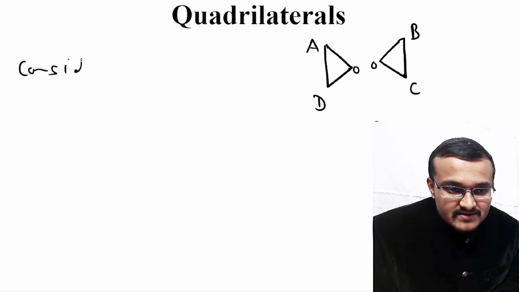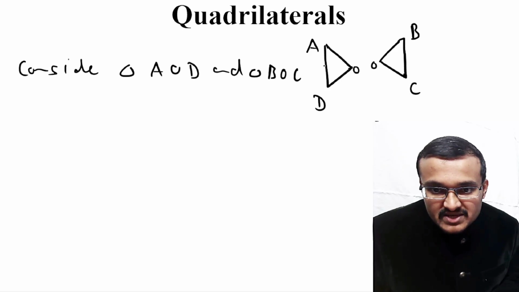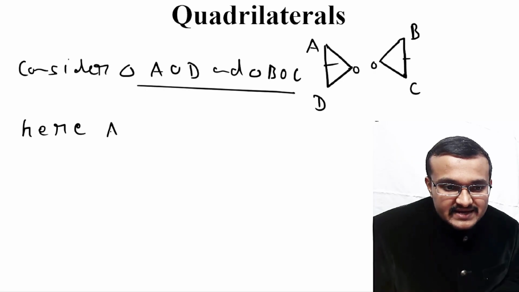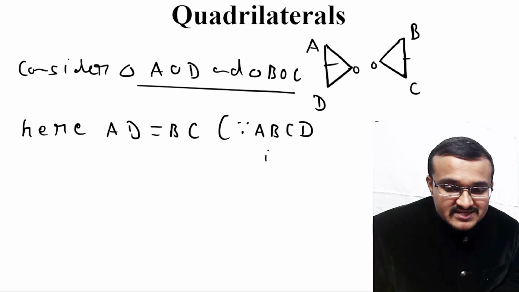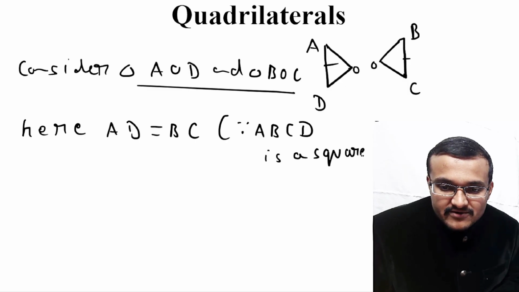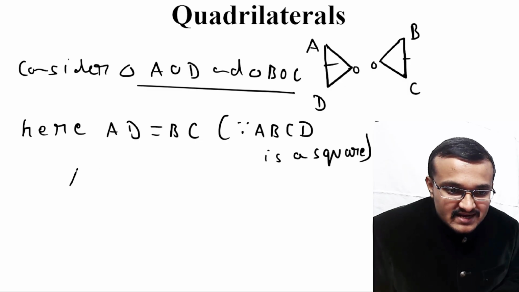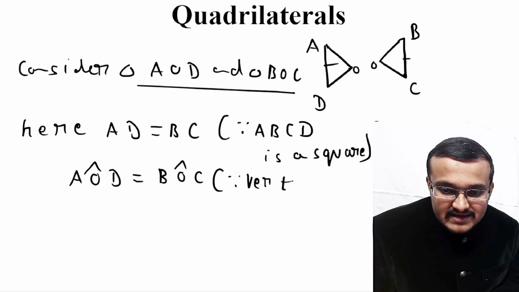So consider triangle AOD and triangle BOC. Here AD is equal to BC because ABCD is a square. In a square, opposite sides are equal to each other. So AD is equal to BC, and angle AOD is equal to angle BOC, because they are vertically opposite angles.